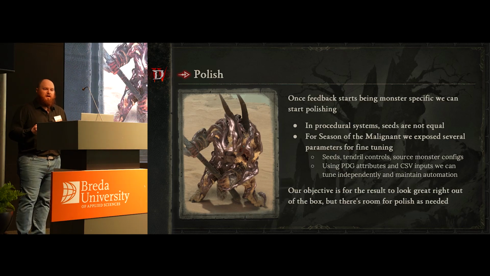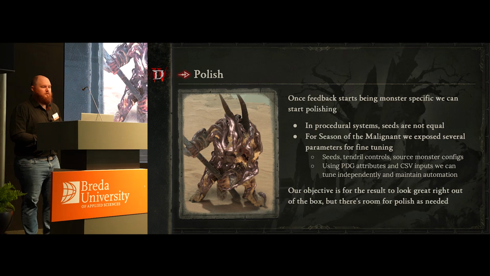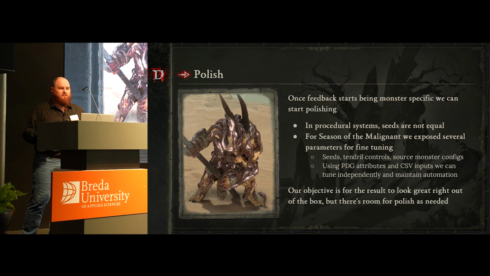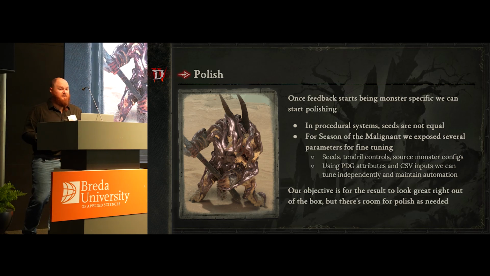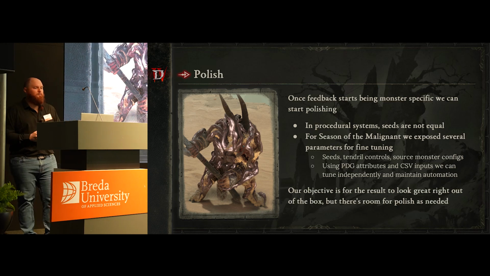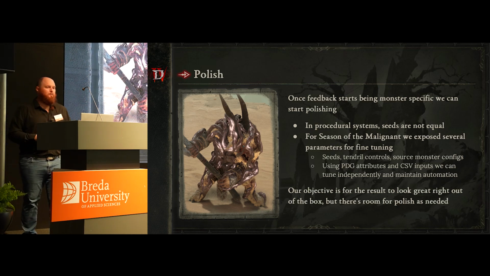Once feedback starts becoming monster-specific, we can start the polishing step. In procedural systems, seeds are not equal. So for Season of the Malignant, we exposed several parameters for fine-tuning. Seeds, tendril controls, and monster source configurations like posing and VDB settings. We use the PDG attributes and the CSV inputs to fine-tune each monster independently and maintain the automation. So our objective here is for the result to look great out of the box, but there is that room for polish if needed.